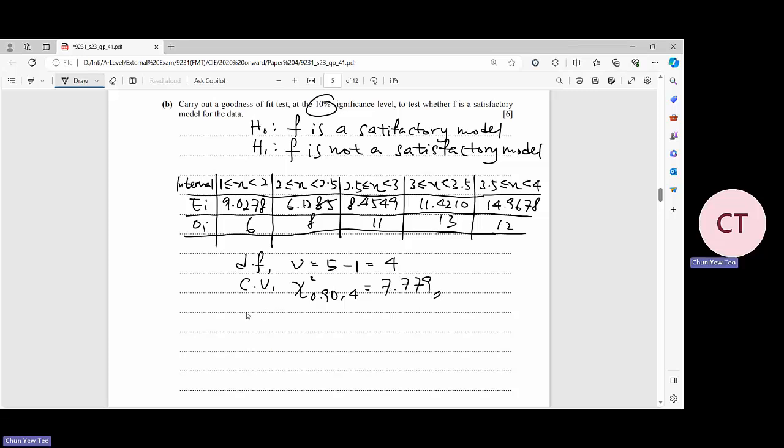Now your test statistic will be a little bit troublesome. The formula for the test statistic is (OI minus EI) squared, divided by EI. So this is the formula. I just use the formula and press each and every one, so I just give you the answer right away.